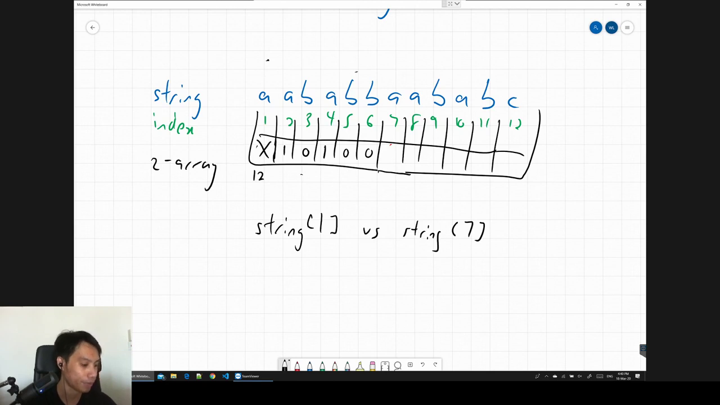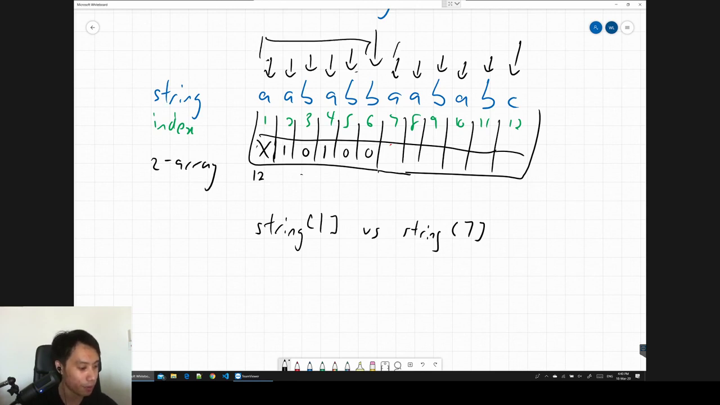Look at 7. A and A is the same. Next set, A and A is the same. Okay, next set, A and B is the same. Next set, A and A is the same. Next set, A and B is the same. Next set, B and C is not the same. So 5 letters are the same. I will put the number 5. Okay.